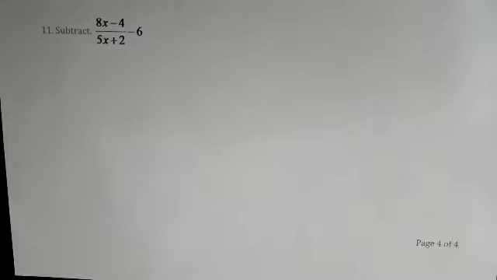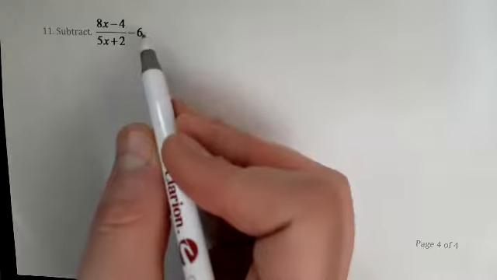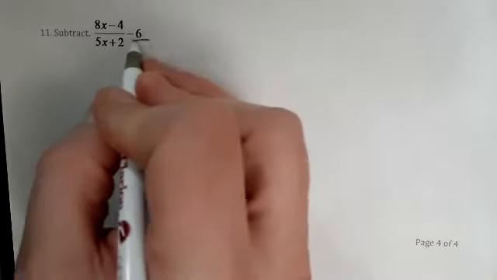And the last problem we're going to do, I think they're just trying to test your knowledge a little bit. It's like we got an 8x minus 4 over 5x plus 2 minus 6. And we did this last section when we multiplied and divided. Now we're adding, subtracting. It's the same concept. If I see a whole number or something that doesn't have a denominator, I can always put a denominator of 1 there.